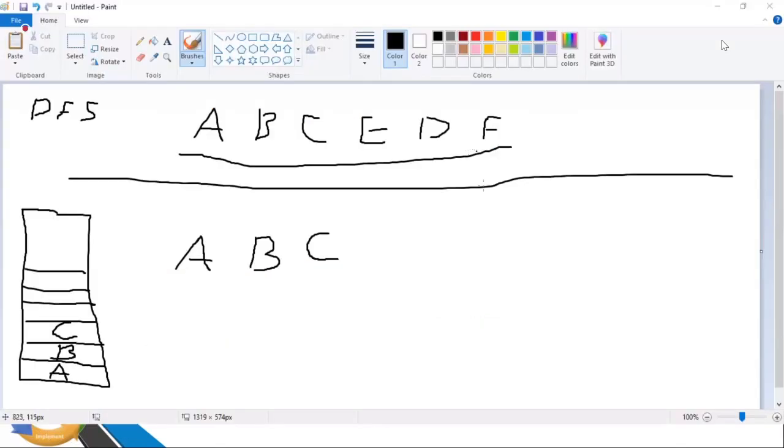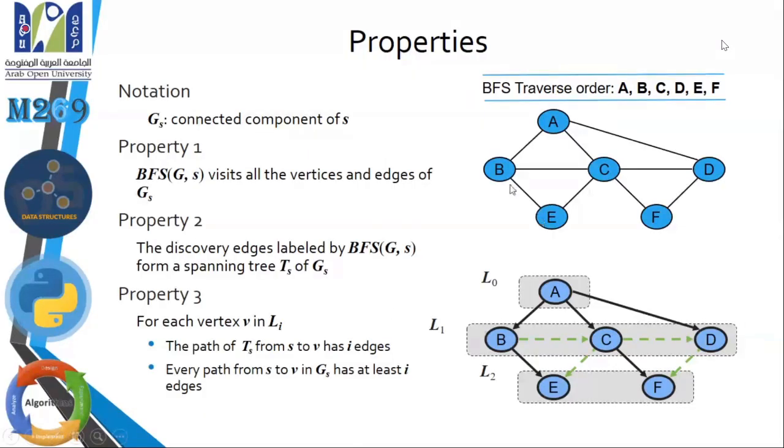So now I cannot go to E. So here is you have a problem. I cannot go to the E. So I will go to the C. From the C, I will select one.